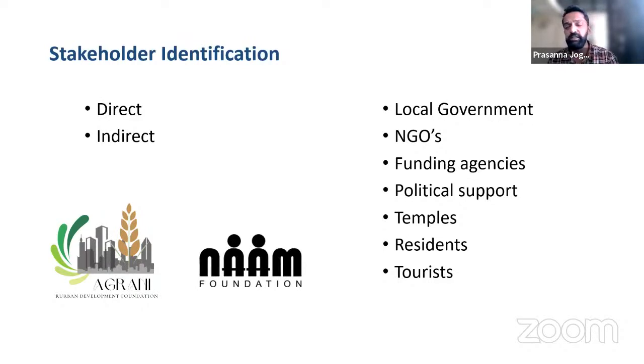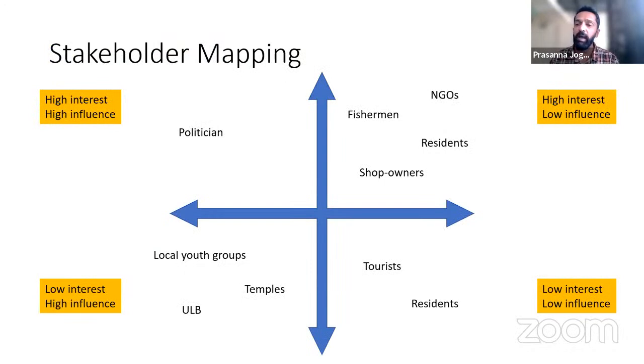And after identifying these stakeholders, we did the mapping of these stakeholders. We did the mapping according to the interest and influence of these different stakeholders. In the small map, you can see we tried to place these stakeholders in their respective quadrants. We also got a good amalgamation of residents who had high interest, but didn't have that much influence. On the other side, we had politicians and ULBs and local youth groups and the temple authorities who had quite a lot of influence in that area.